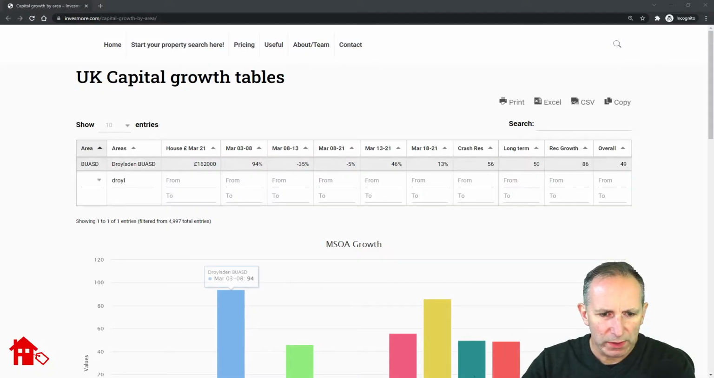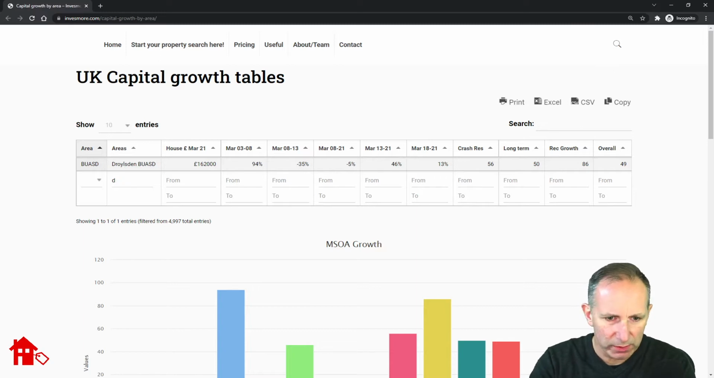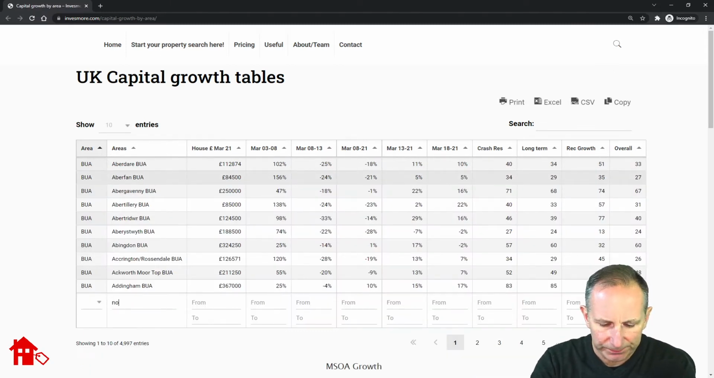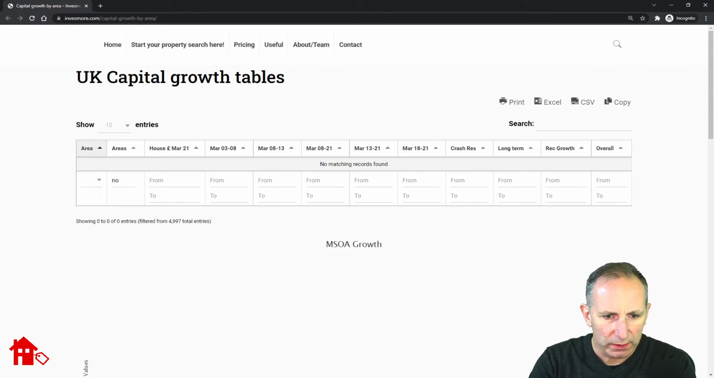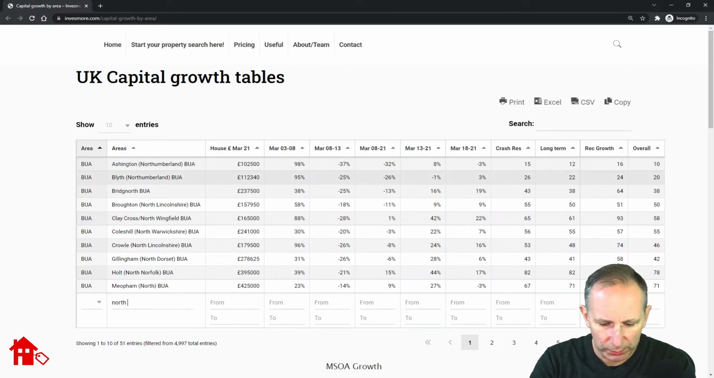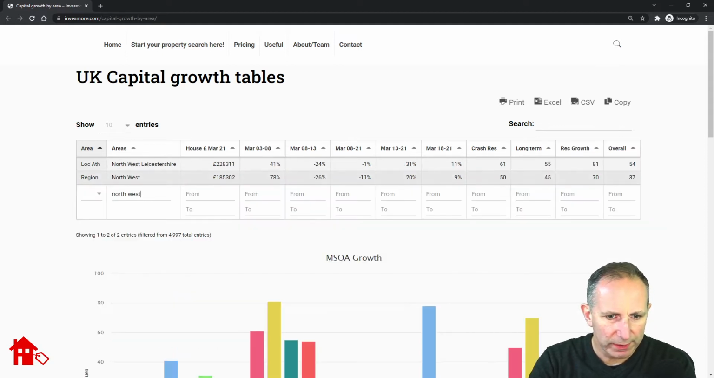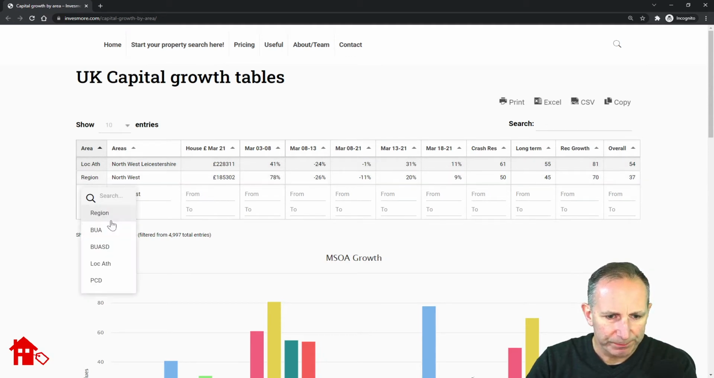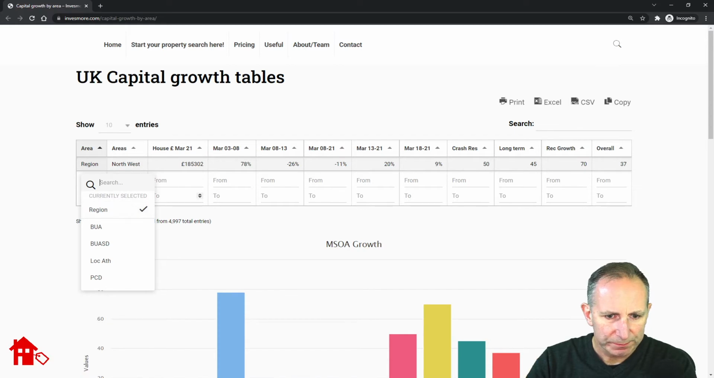The way this goes is we've got the tables here, and below the tables we've got a graph, and the graph shows you the same information as is on the tables. So for example, you could pick Northwest, and there you go. We've got the Northwest. We also got Northwest Leicestershire. And if you wanted to, you could just filter and just show regions only. So let's do that.